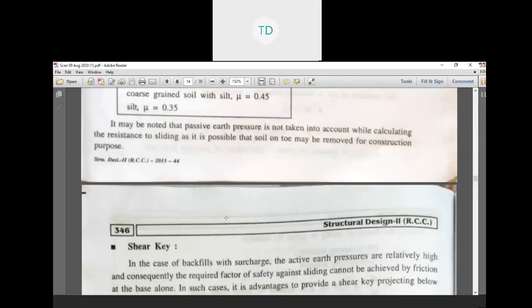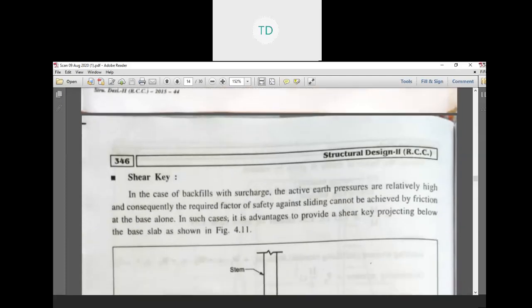It should be noted that passive earth pressure is not taken into account while calculating the resistance to sliding, as it is possible that the soil on top may be removed for construction purpose.